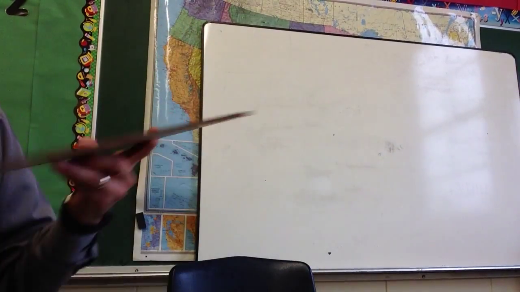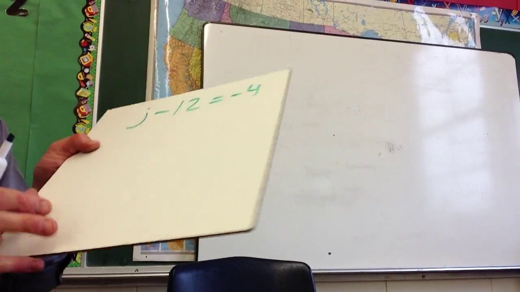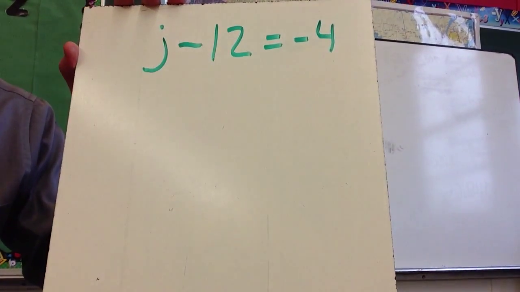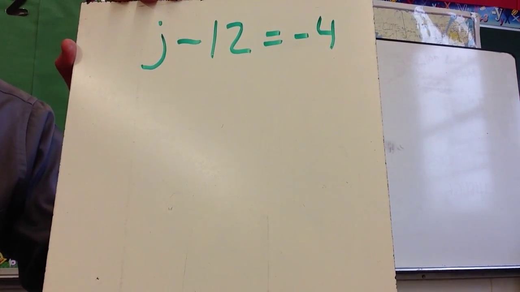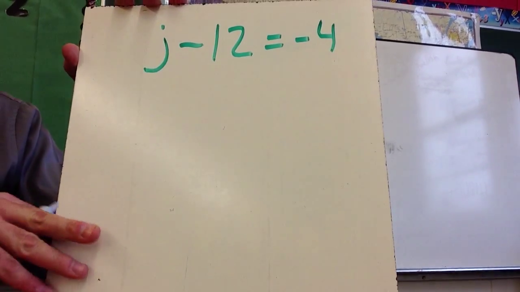All right, I'm going to have you practice one. J minus 12 equals negative 4. Please pause the video at this time to practice this problem.